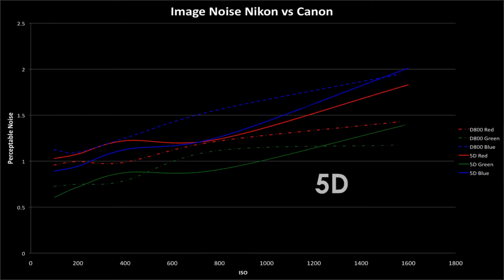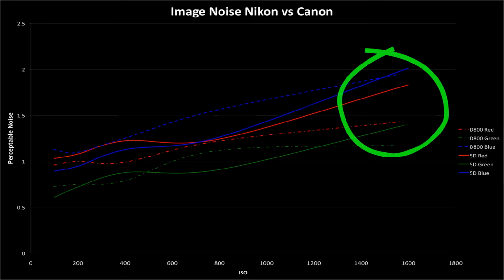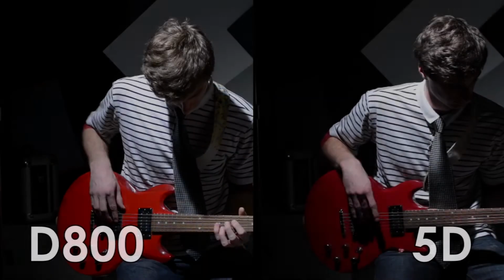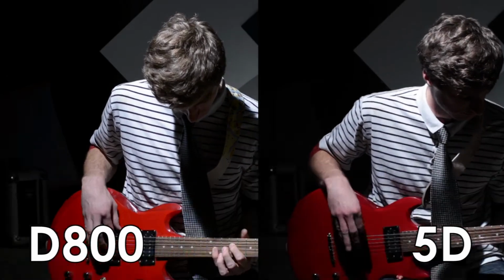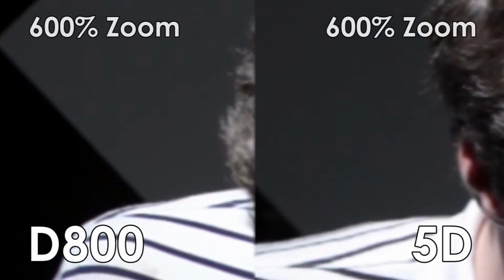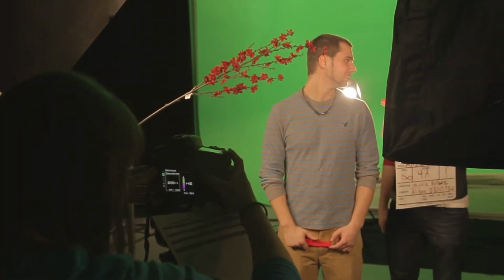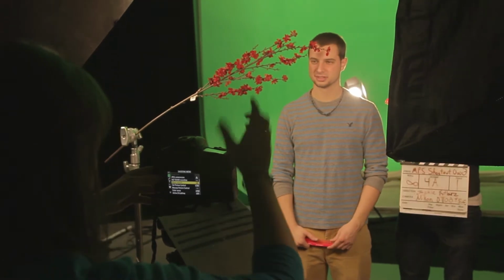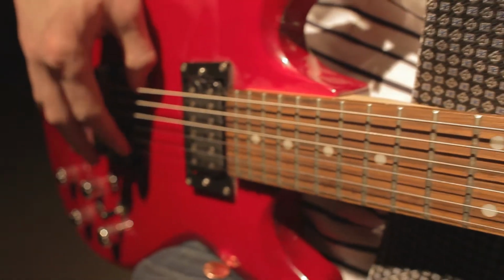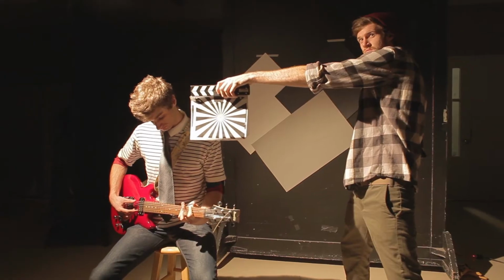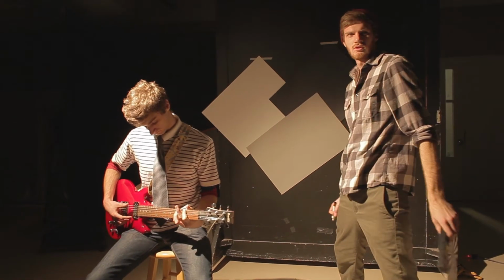As you can see, the 5D rises above the D800 at extreme high ISOs, but at usual operating standards of 200 and 400, the D800 is significantly below in the red and green channel, and the 5D is slightly below in the blue channel. In a professional scene under normal lighting conditions, the D800 is the winner of this challenge, although it is good to note that for ISOs between 600 and 1200, the 5D is the better choice.